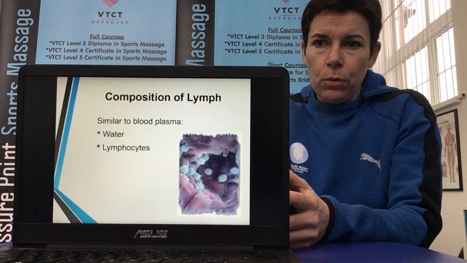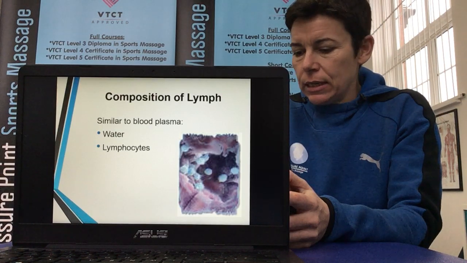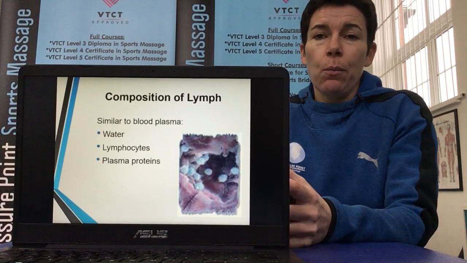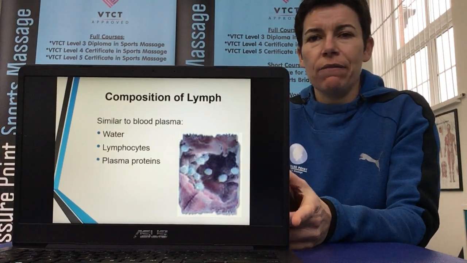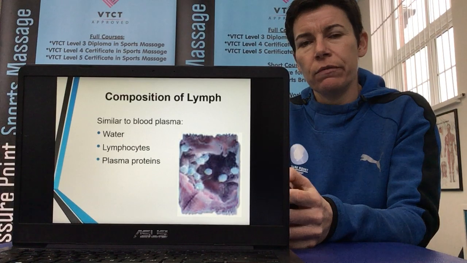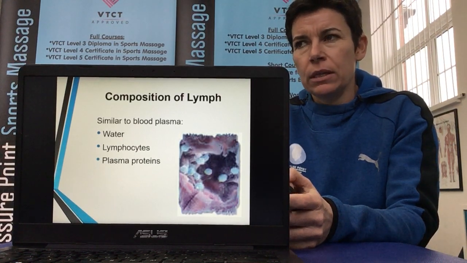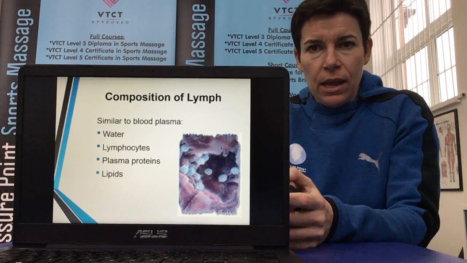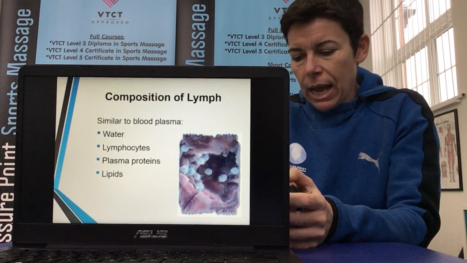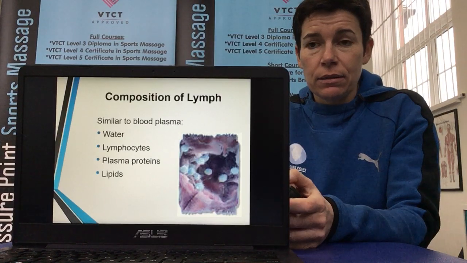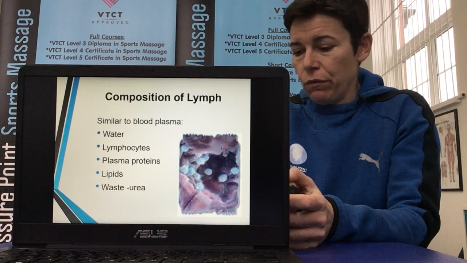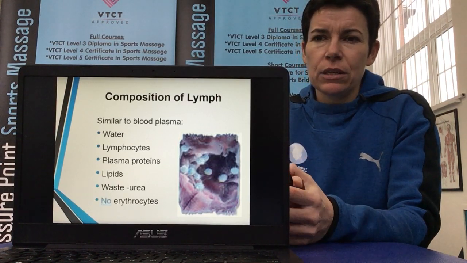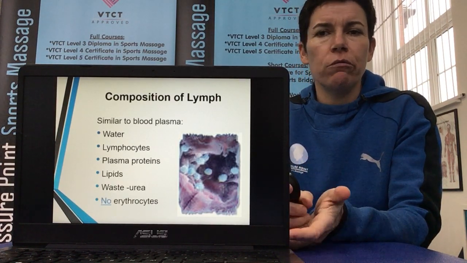Lymph will contain lymphocytes, the cells found in the system. It contains some good things as well. There's some plasma proteins in there, and we've said the 4 functions of the lymphatic system. What was the final function? What was T's? T was for transporting fat, wasn't it? So there's some lipids found in lymph, and there'll be waste because it's to do with getting rid of waste. And then my final bullet point on this slide says no erythrocytes, no red blood cells.